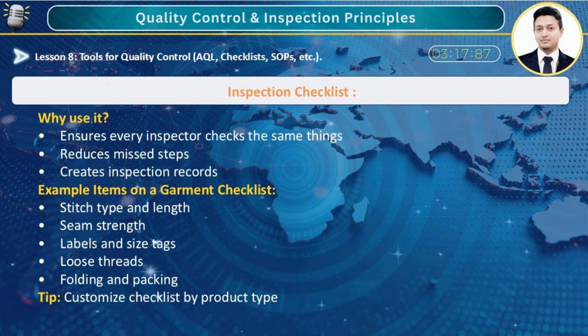Inspection checklist. Why use it? Because it ensures every inspector checks the same things, reduces missed steps, and creates inspection records. Typical items on a garment checklist include stitch type and length, seam strength, labels and size tags, loose threads, and even folding and packing. Tip: always customize your checklist according to product type.